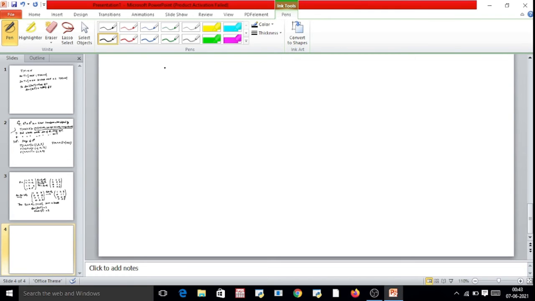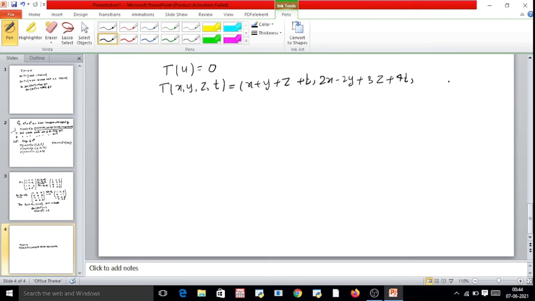Now we will solve this to obtain the kernel of T, and from this we know that T of u is equal to 0, and here it is defined as T of (x, y, z, t) is equal to (x + y + z + t, 2x - 2y + 3z + 4t, 3x - 3y + 4z + 5t), and this is equal to (0, 0, 0, 0).